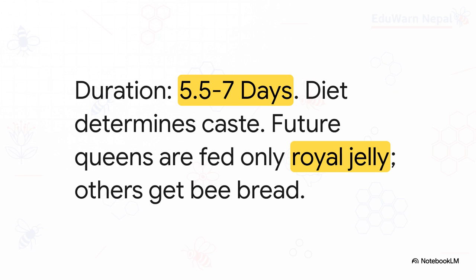Moving on to Stage 2, the larva. The duration is 5.5 to 7 days. The key scoring point here is the diet, because it determines the bee's caste. You must state that all larvae get royal jelly for the first few days, but after that, only the future queens keep getting it. The workers and drones, they get switched to bee bread. This dietary difference is the critical detail you have to mention.